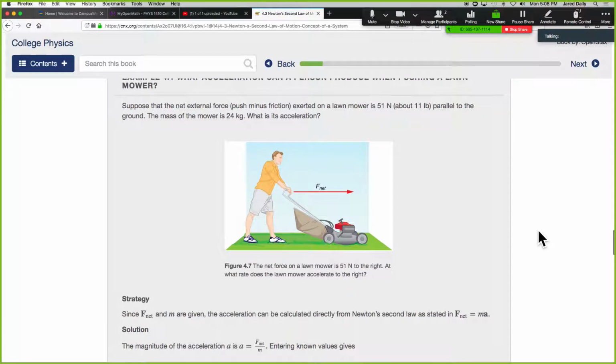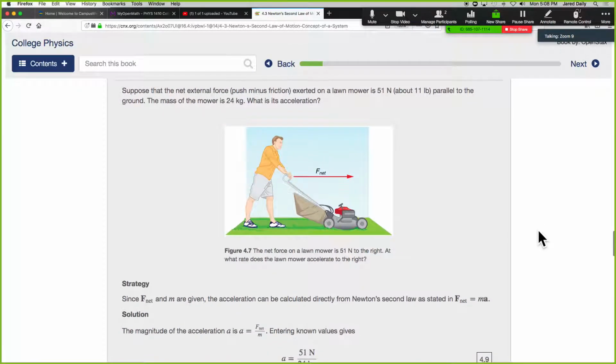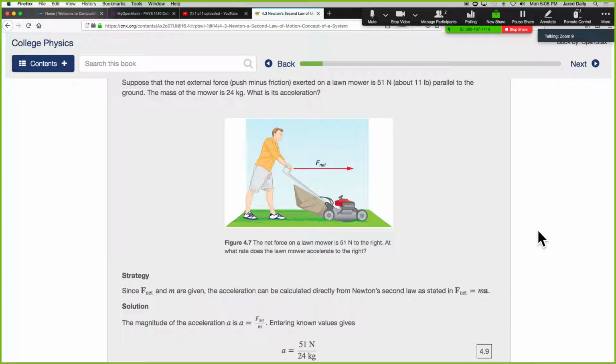Anyway, so let's do some examples of calculating things really quick. We've got about an hour left.